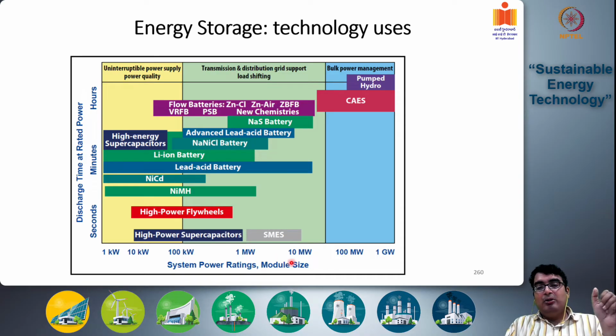In between, you have large module sizes, and you can go from seconds to hours. This is usually used for transmission and distribution, grid support, load shifting, etc. And here all the battery types are important. The flow batteries and the sodium sulfur battery are specifically applied for this section. Lead acid battery can be used for both. The superconducting magnets can also be used here. Flywheels can also be used here. So this is another way of distributing the technology applications between the various storage systems.